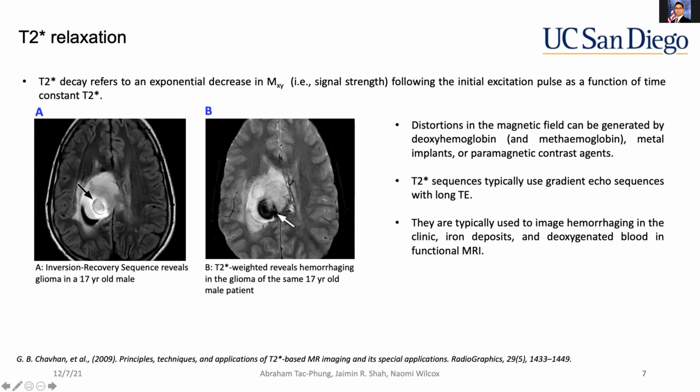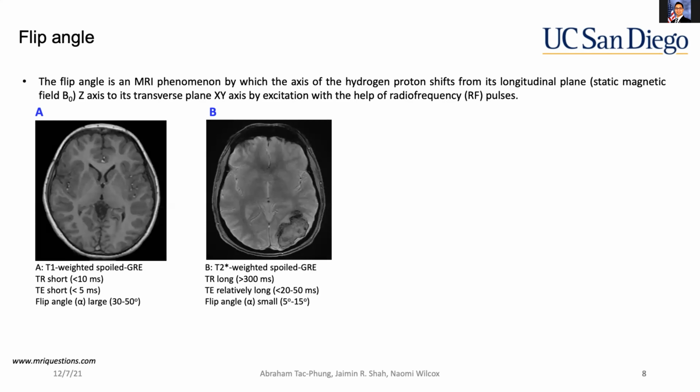Figure A here is an MRI from a 17-year-old male with a glioma diagnosis. But when the image is T2 star weighted, we can see more hemorrhaging around the glioma, right? So that was one useful benefit of the T2 star weighted images.